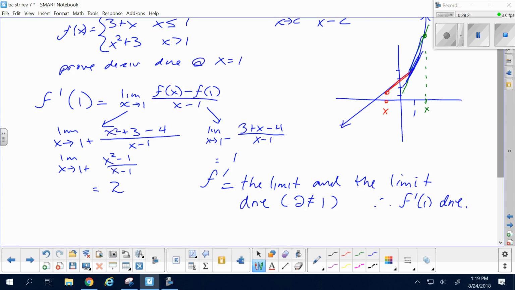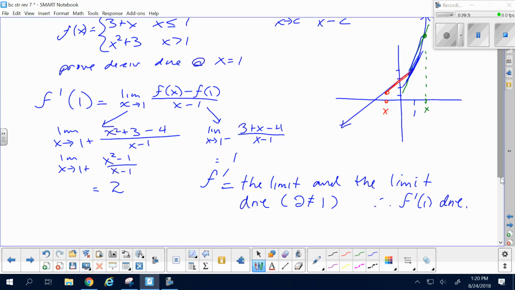The derivative is the limit, and the limit doesn't exist. The derivative cannot exist. If you did the other definition, I can show you that work too. But like I said, I feel like alternate goes better. Okay. Other questions? Yes?